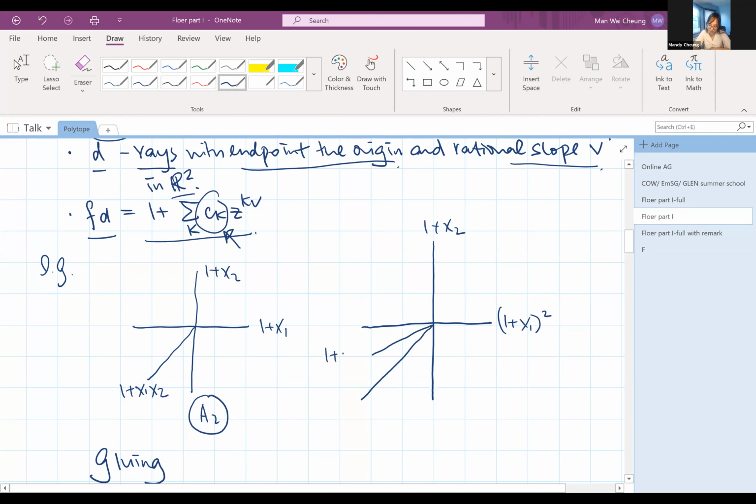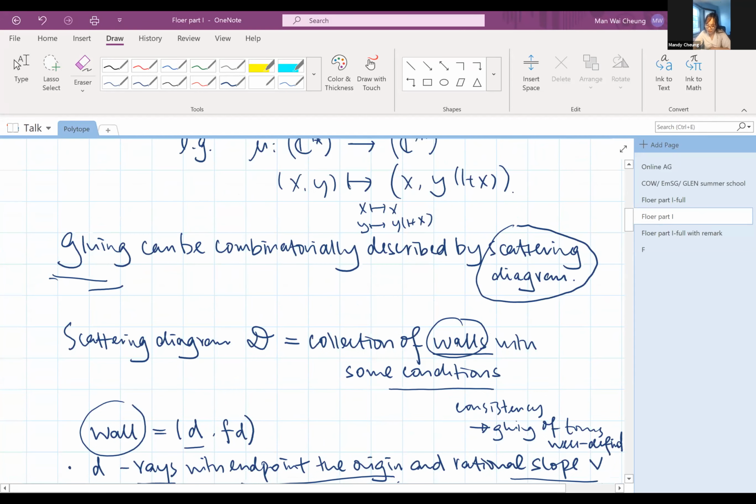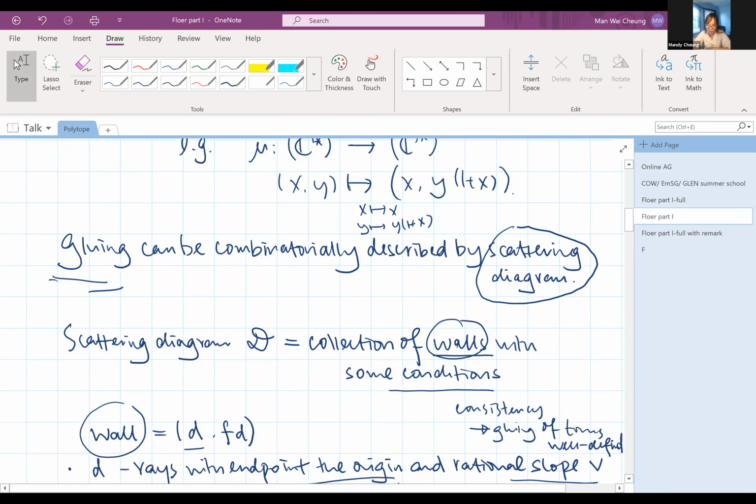We have 1 plus x1 squared x2 and 1 plus x1 x2 squared. And this is what we call type B2 in the cluster world. This will be the two examples we are having in this talk today, in collaboration with Lucian. So here, in this talk, we are not doing curve counting.